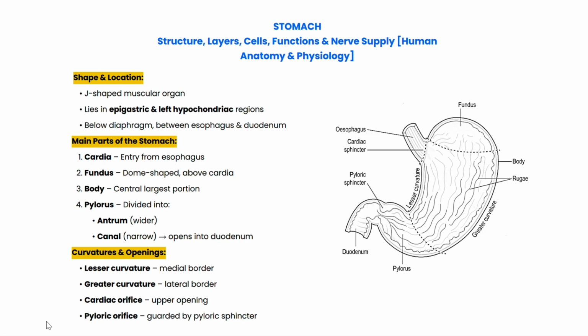The stomach has two borders: a lesser curvature on the inside or medial side, and a greater curvature on the outer or lateral side. There are also two openings: the cardiac orifice at the top and the pyloric orifice at the bottom, which controls food passage with a muscular valve. This gross structure helps the stomach perform its role in receiving, storing, and digesting food efficiently.